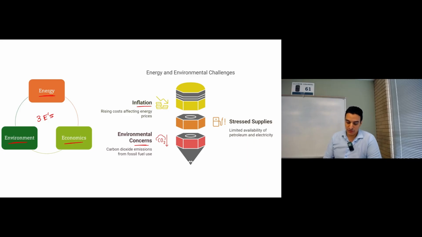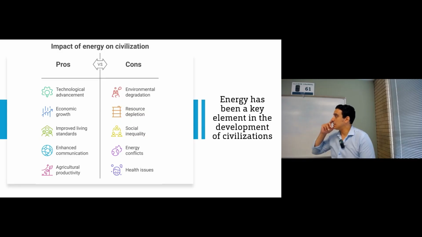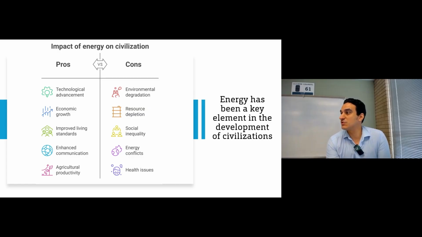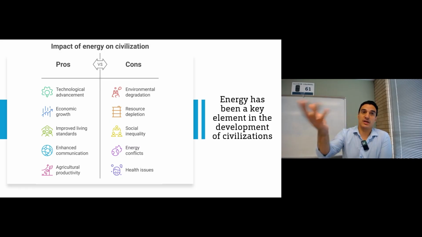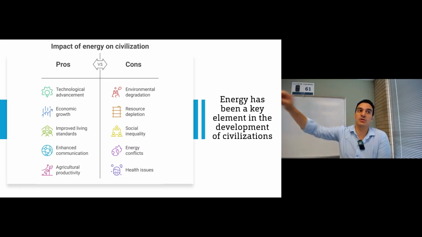Okay. So this means, yes, we have energy everywhere. Using energy is very important for our civilization, but there are some drawbacks to using energy. As we can see here in this table, we have the pros and cons. So we have technological advancement. We have economic growth because of energy use. We have improved our standards of life. We have better communication. We have phones now, we have everything. We can communicate with anyone in the world very easily now. We have agricultural productivity, more food in the whole world right now.